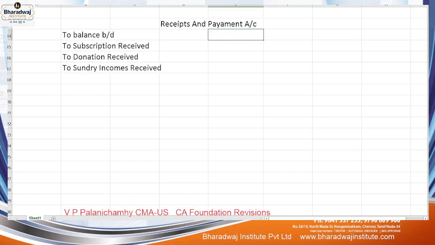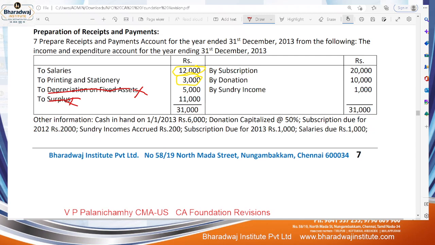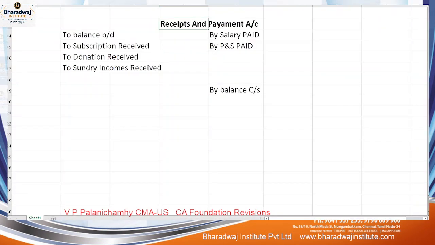Same way, when you record the payment side, what all you have to record? By salary paid. Then what is the next one? By printing and stationery paid you have to take it. If there is any other payment you have to record it, then you will get what? Closing balance as a balancing figure. Okay. What is the opening balance of cash given? Opening balance of cash, how much is given? 6,000. Now, try to find out receipts and payments and find out what is the closing balance.